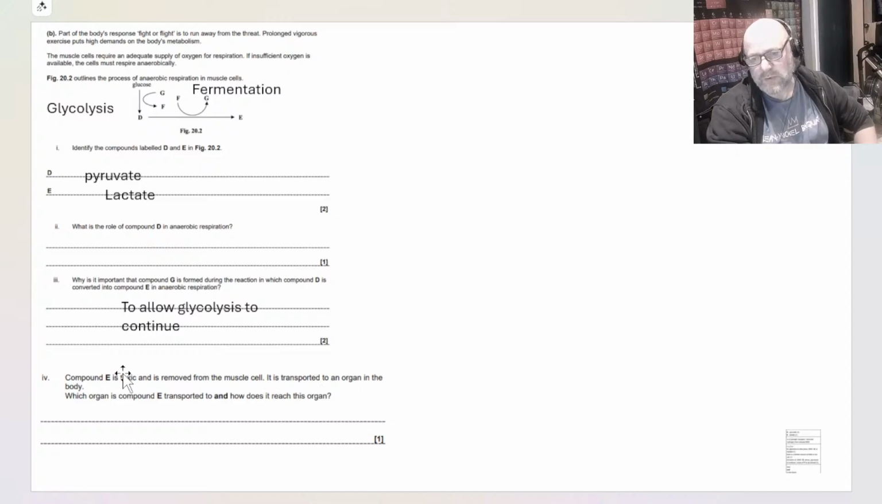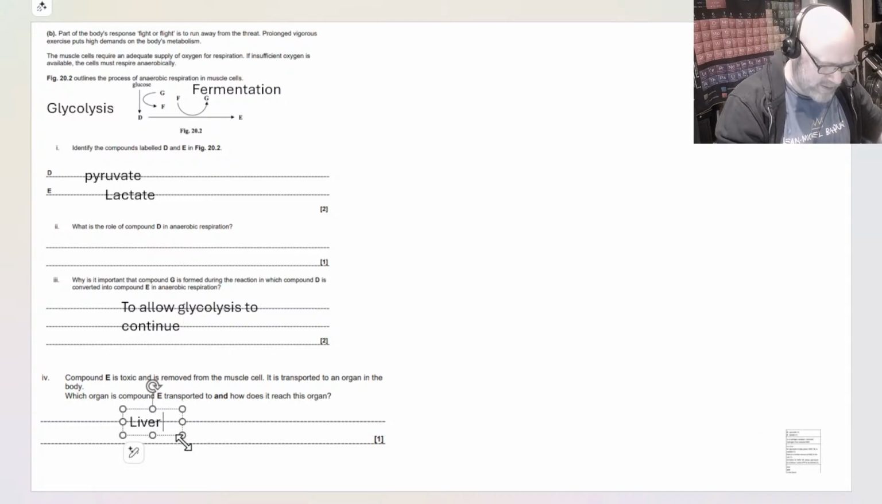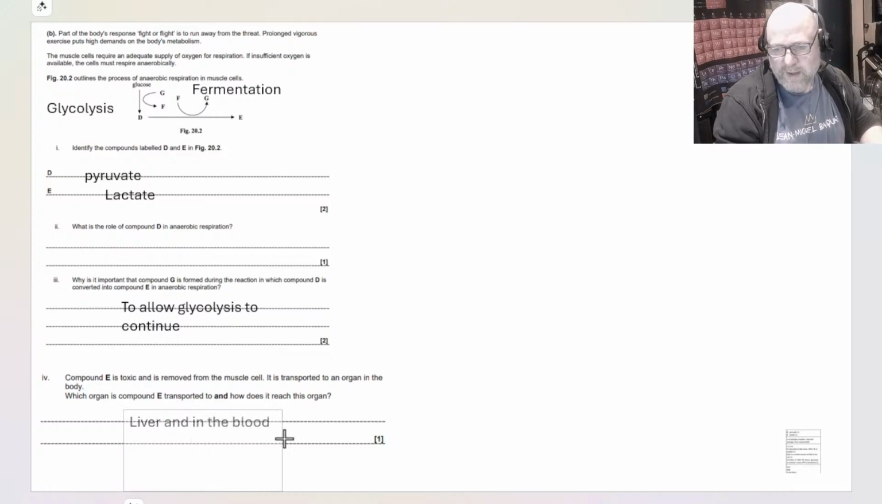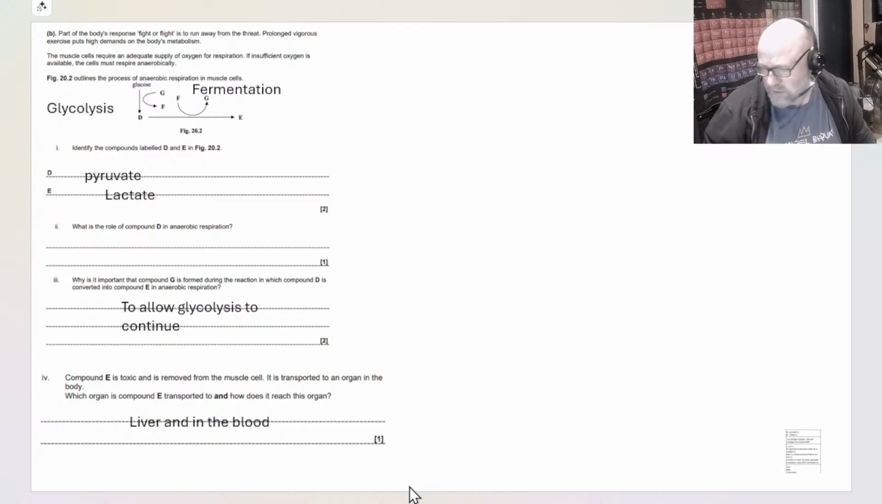It is transported to an organ in the body. Which organ does it transport to, and how does it reach the organ? So it's going to be the liver, and it's going to be transported in the blood. The lactic acid goes to the liver, and there it's made safe by being broken down into carbon dioxide and water. But yeah, that was a bit brutal, that question. I kind of flopped hard on that.